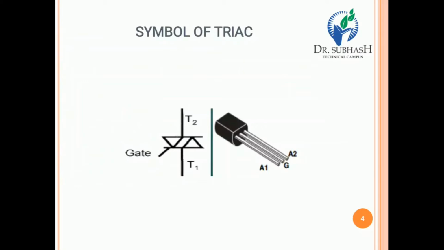Now the basic symbol of the triac, right? We know that triac is a 3-terminal device. The names of these 3 terminals are terminal 1, terminal 2 and gate, right? And that is the physical symbol of the triac. A triac has 3 legs.